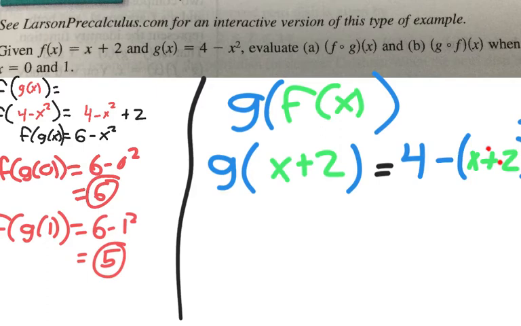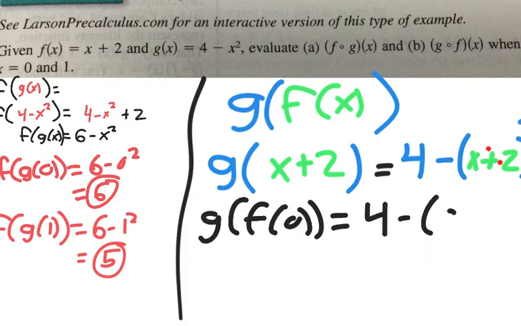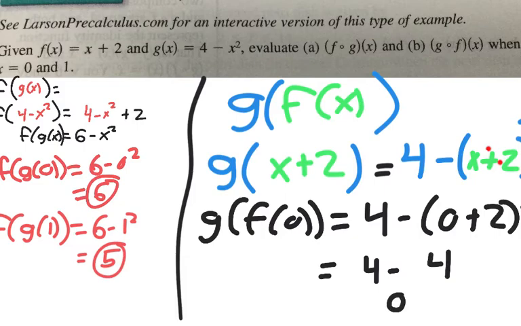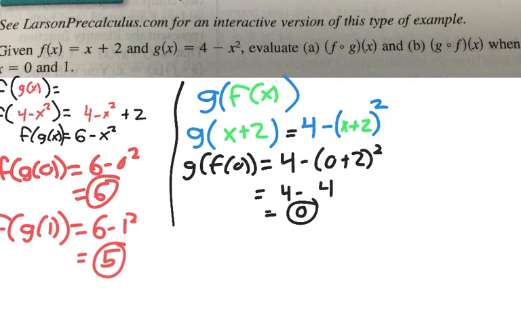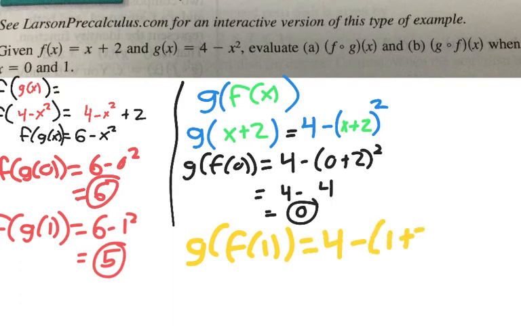Now if I plug in 0, so I do that backwards. G of f of 0, that's going to be 4 minus 0 plus 2 squared, which is 4 minus 4, which is 0. So I plug in 0, I got out 0. And then let's do the same for g of f of 1. It's going to be 4 minus 1 plus 2 squared, which is 4 minus 9, which is negative 5.